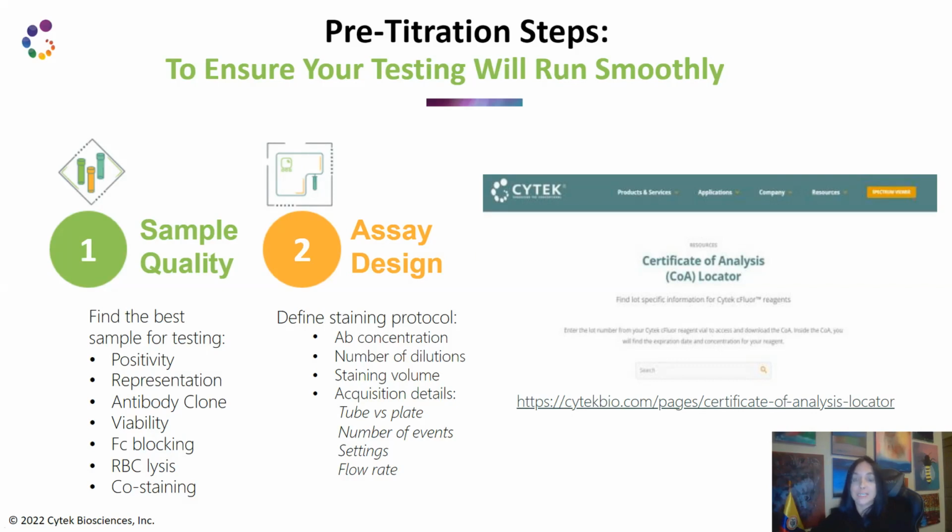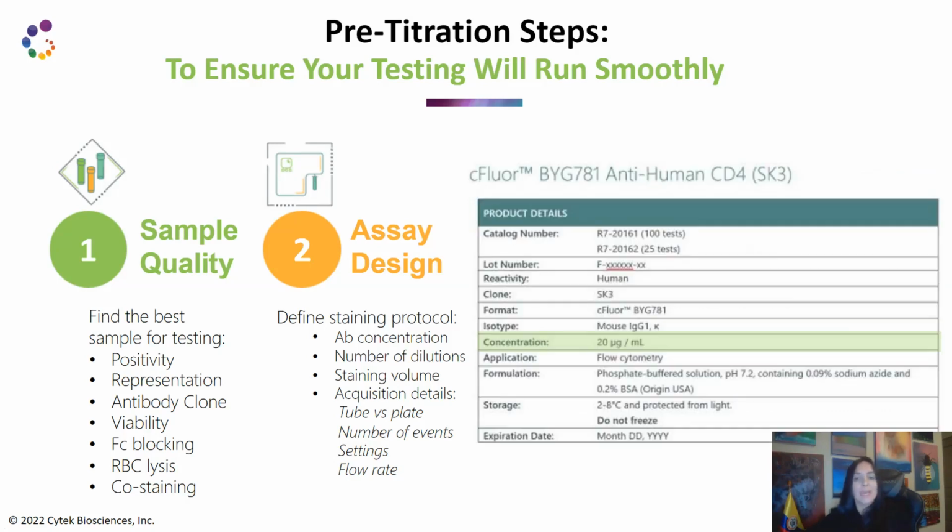If you're using a Cytek antibody or conjugate, you can go to our webpage and find the certificate of analysis. And with that, you will get a document. That document will look like this. And in green, highlighted, the concentration. So that's where you start from.